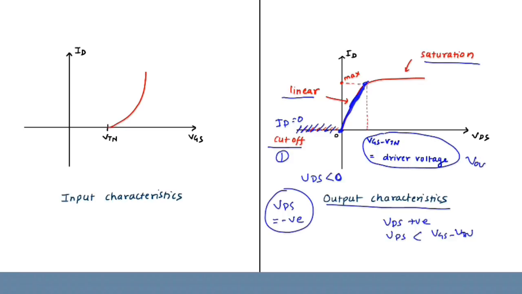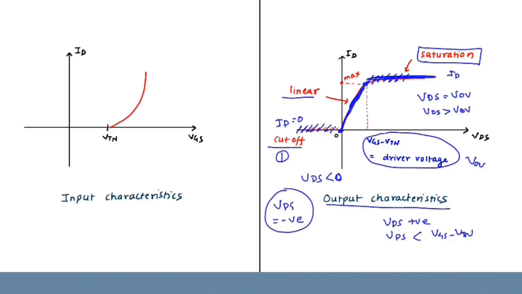Now one more point I want to make sure: what if your VDS is equal to the driver voltage? Your VDS is equal to the driver voltage and also your VDS is greater than the driver voltage. So what will happen in these cases? In this case, your MOSFET is in saturation region. This means your MOSFET will have this straight line as your output, the maximum current ID. It won't be affected. If you are changing your voltage now, it won't affect the output, because now your MOSFET is in saturation. It will provide you the maximum current.